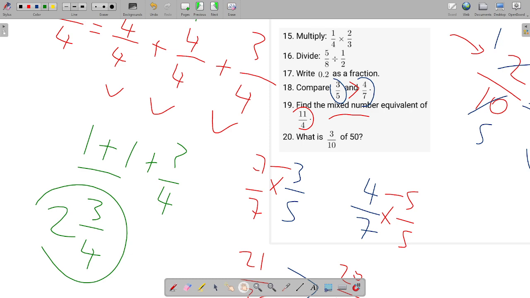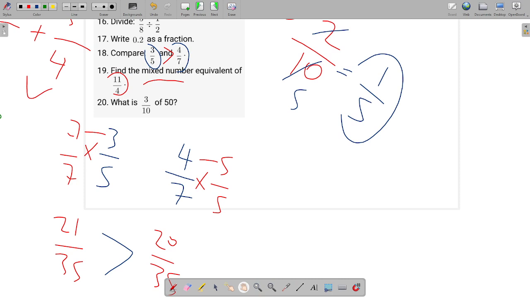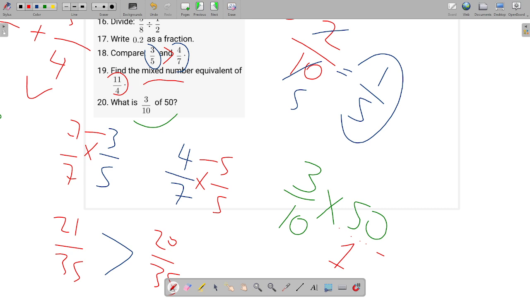Okay. Now the last question, what is 3 over 10 of 50? I know that "of" represents multiplication from the previous sessions. And don't forget to make it easy for yourself. 50 is represented as 50 over 1, and then you do numerator times numerator, denominator times denominator.